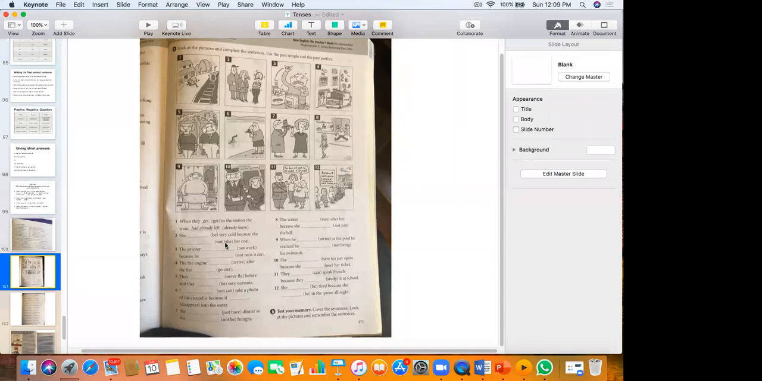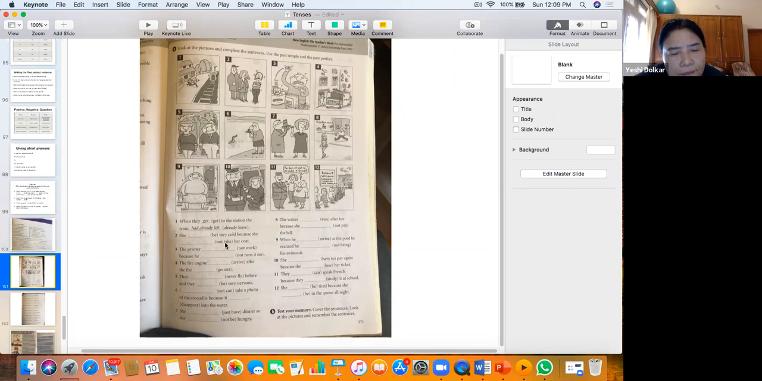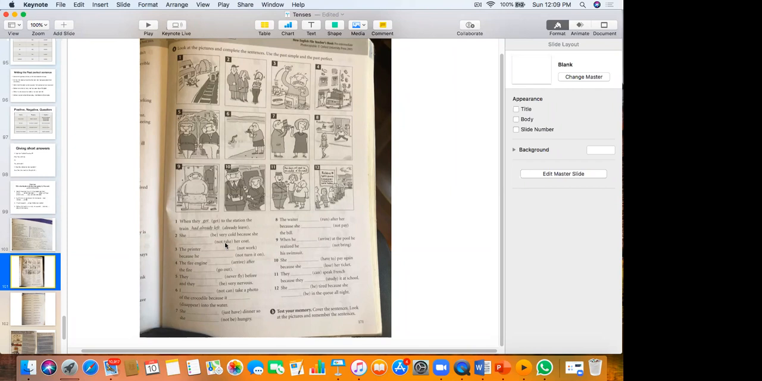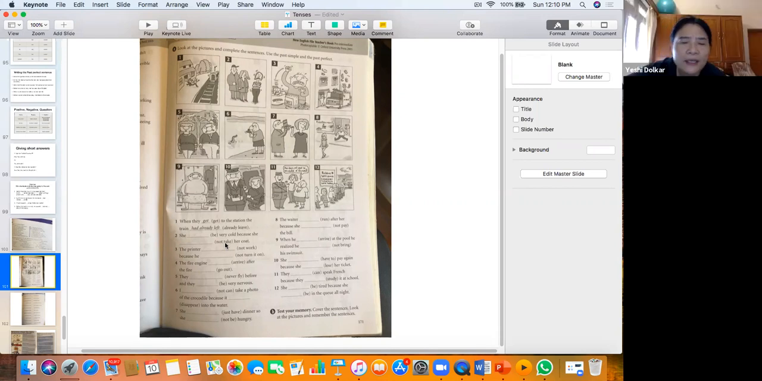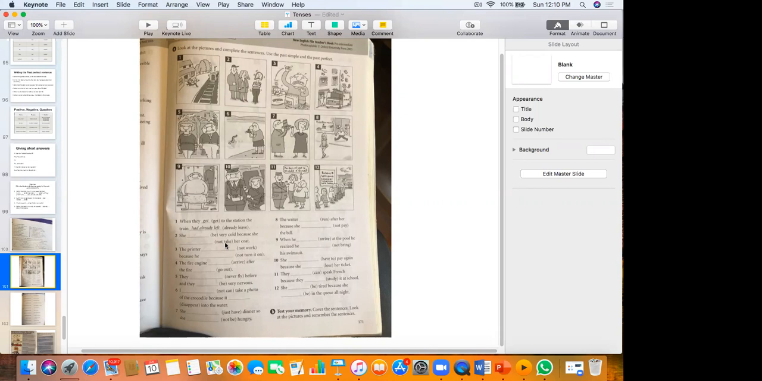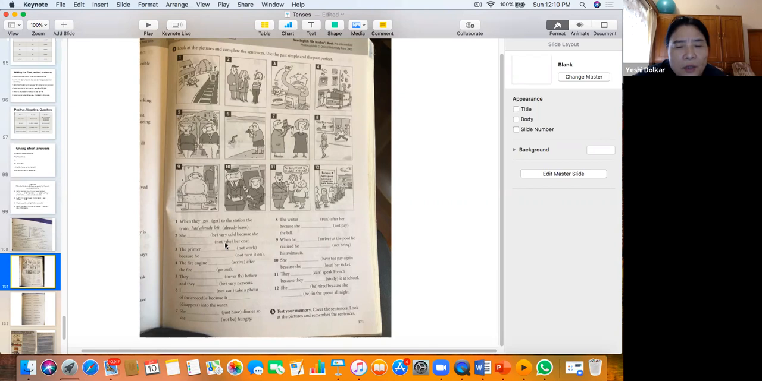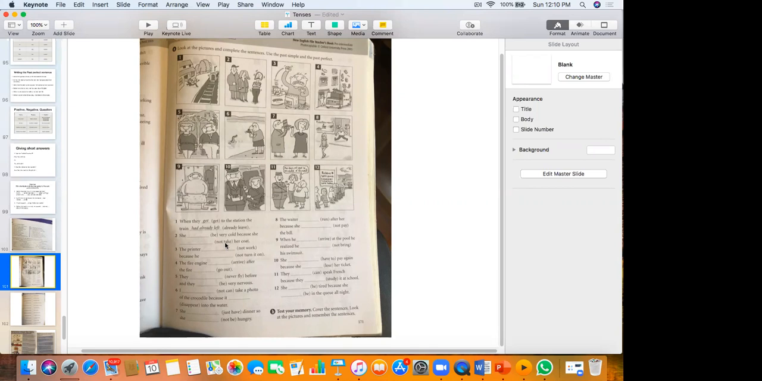Number 10. She had to pay again because she had lost her ticket. She had lost her ticket. She had to pay. Oh, she had to pay. All right. She had to pay again because she had lost her ticket. Okay, what about 11?